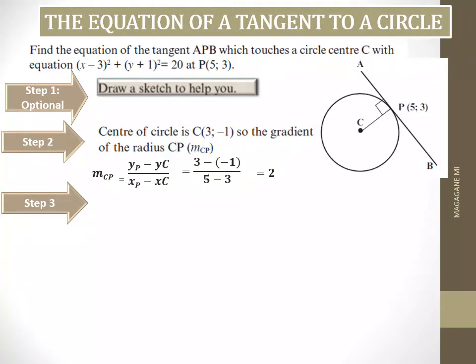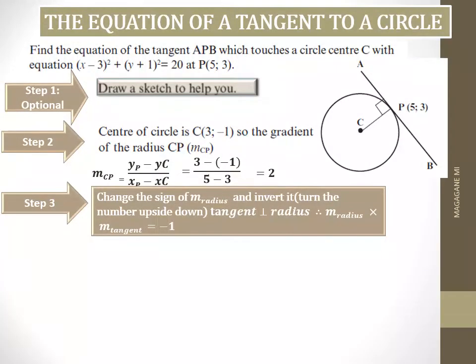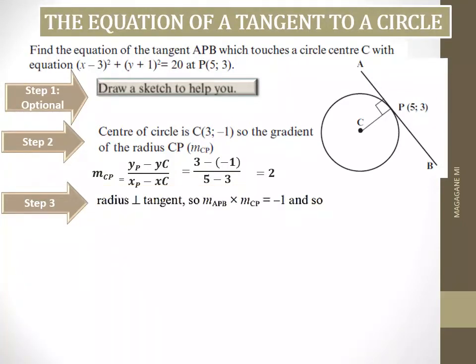Step number 2, we know that you must change the sign of the gradient of the radius and invert it, turn the number upside down. The tangent is perpendicular to the radius. The gradient of the radius times the gradient of the tangent equals -1. So the radius is perpendicular to the tangent, so the gradient of the tangent times the gradient of the radius equals -1. Therefore, the gradient of the tangent equals -1/2.